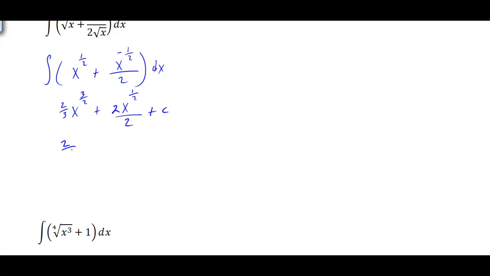So we can simplify this. We have 2/3 x to the 3/2. And, of course, the 2's cancel, and you're left with x to the 1/2 plus c. And at this point, if you want to, you can rewrite the 3/2 or the 1/2 back into the square root, but you could just simply leave it as fractional forms for the exponents.